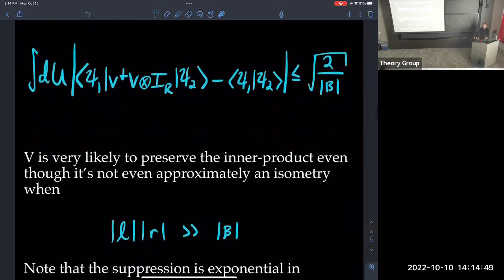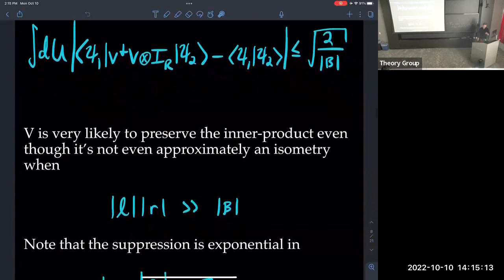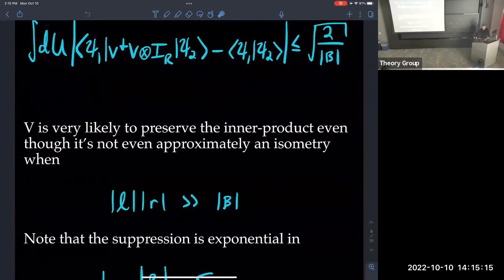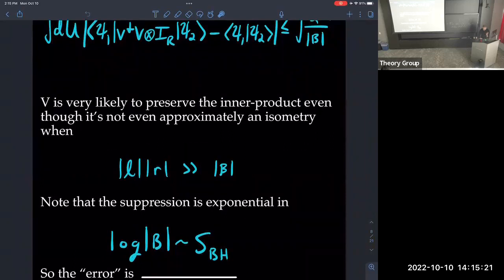You say averaging is not essential for this. Yeah, it's important for this calculation. The statement, of course, averages, but then I will explain momentarily that you can use this plus some additional calculations that we're going to do to show that if I just picked a single U at random, this would still be true for a large number of states with high probability. And okay, a note about the physical interpretation of this suppression. Morally, our model regards the logarithm of B as the black hole entropy.